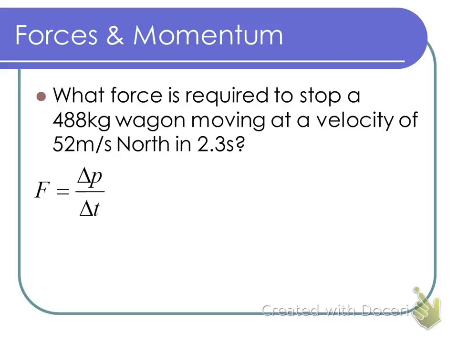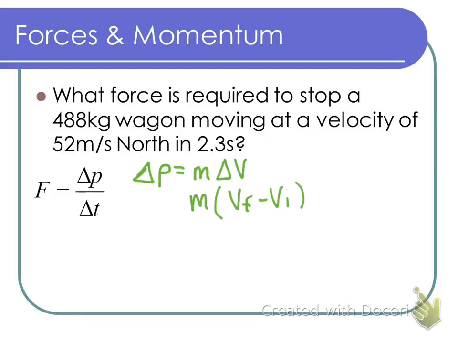Okay, so we're trying to find out now what force is required to stop a wagon moving at a velocity of 5.2 meters per second north in 2.3 seconds. So we want to find out what force it takes to make that come to a stop. Okay, so delta P, if we go back to that walkthrough, is really equal to mass times change in velocity, right? So it would look like mass times velocity final minus velocity initial.